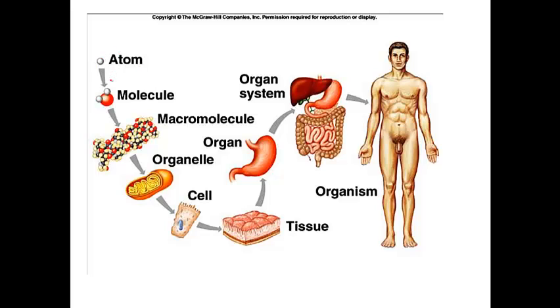Here we have showing even from a smaller level. An atom is the smallest, then combining different atoms together makes a molecule, then combining molecules together makes a big molecule, a macromolecule, then that makes up an organelle. It makes up part of what's inside of a cell. Those things make up a cell. So a group of cells makes a tissue. A group of tissues makes an organ. A group of organs, like the liver, the stomach, the large intestine, the small intestine make up an organ system, like the digestive system helps us break down food. And all of the organ systems together in our body make up the organism, make up the person.